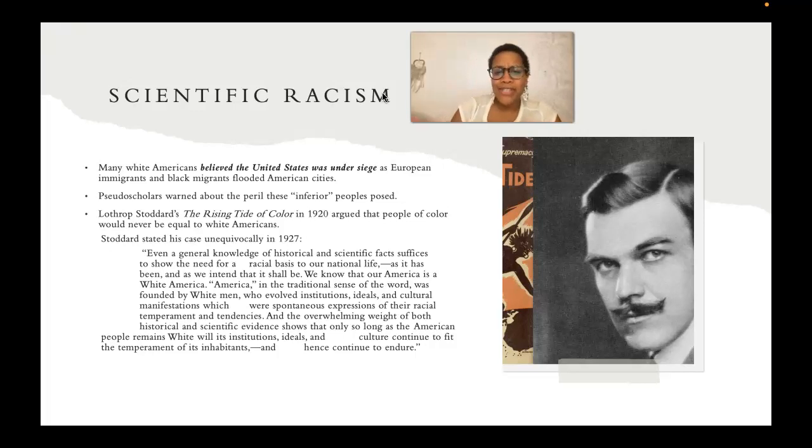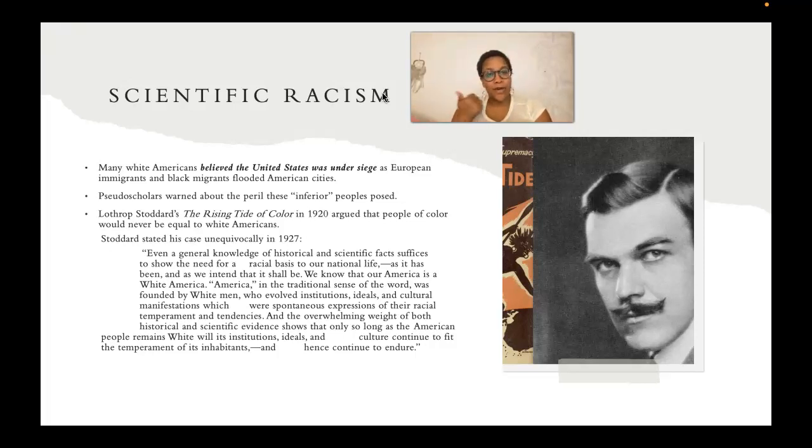America, in the traditional sense of the word, was founded by white men who evolved institutions, ideals, and cultural manifestations which were spontaneous expressions of their racial temperament and tendencies. And the overwhelming weight of both historical and scientific evidence shows that only so long as the American people remains white will its institutions, ideals, and culture continue to fit the temperament of its inhabitants and hence continue to endure.